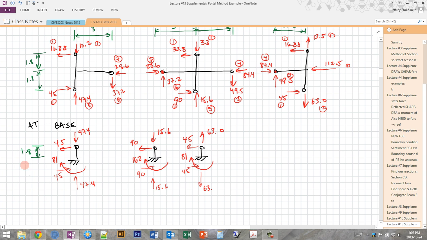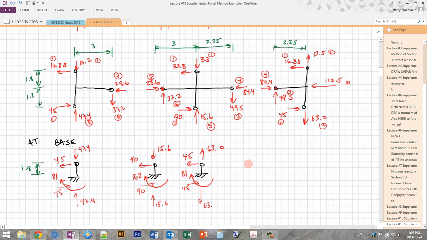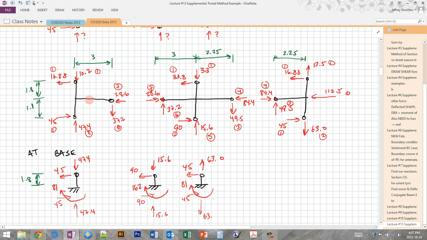So this is the process that we're going to go through to calculate our moments throughout the structure on the moment diagrams. So say we wanted to find the moment at the left side of this beam. We can cut this beam here, and we know that the horizontal is 28.6. We know that the vertical, which is the shear, is 37.2 up on the left side. But we also know that the moment is going to be equal to 37.2 times this distance, 3. In this case, it's going to be 111.6, and we're going to draw that on the moment diagram.